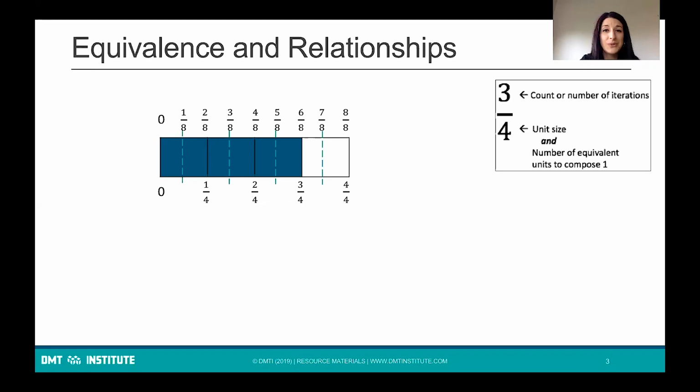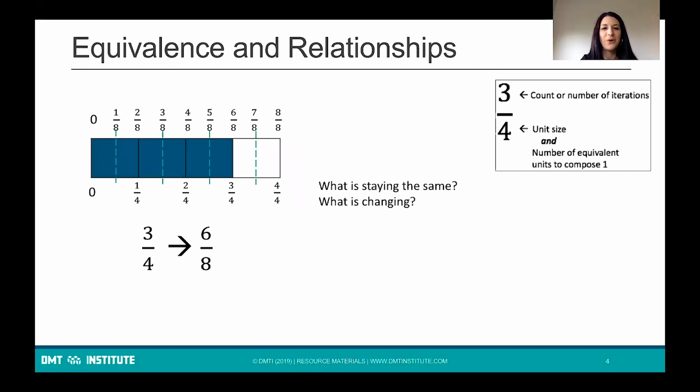Now we might ask students another way that we could now name this shaded area. So before we were calling it 3/4, but now we can see we can also call it 6/8. So we're going to talk about some things that are changing and some things that are staying the same as we go from calling it 3/4 to 6/8. All right, so let's start with what's staying the same.